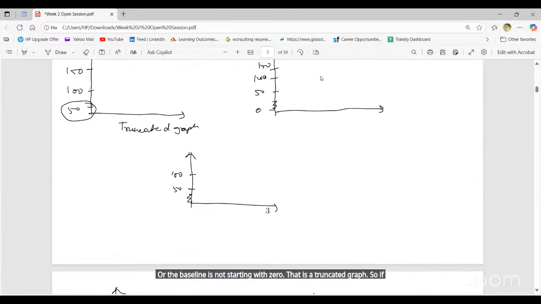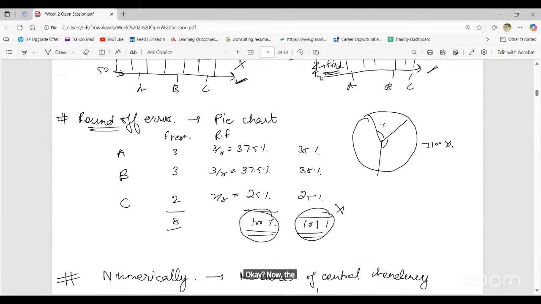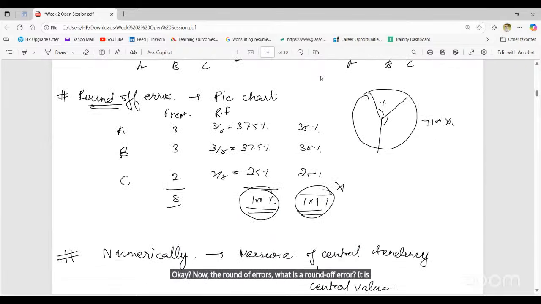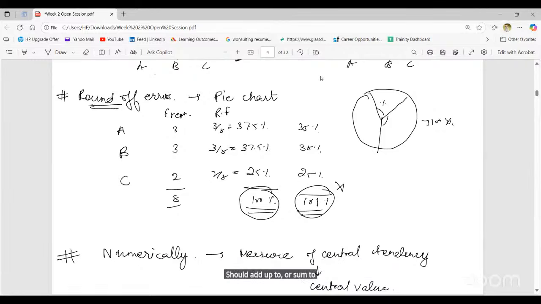If we have to show that a graph is truncated, we show it with a kink. Now the round-off error. What is a round-off error? All the frequencies should add up to or sum to 100% or 1. You can say that.